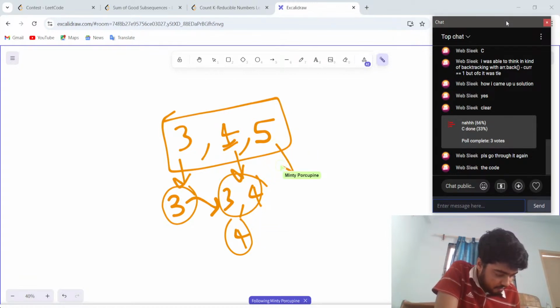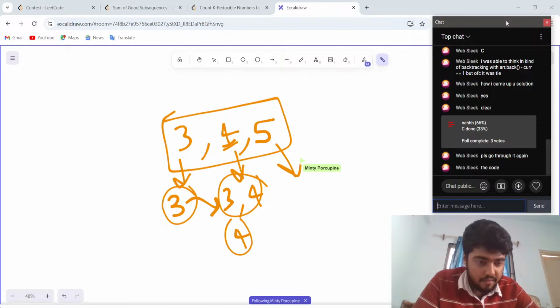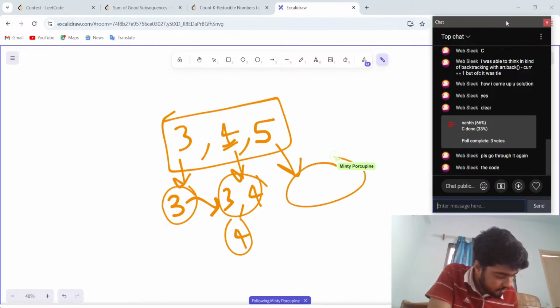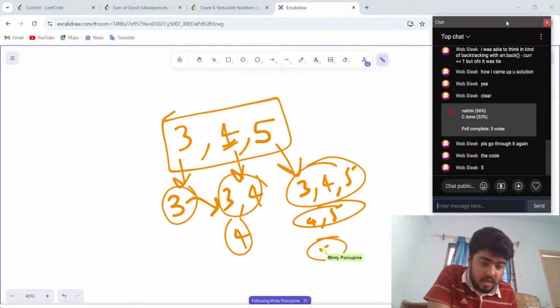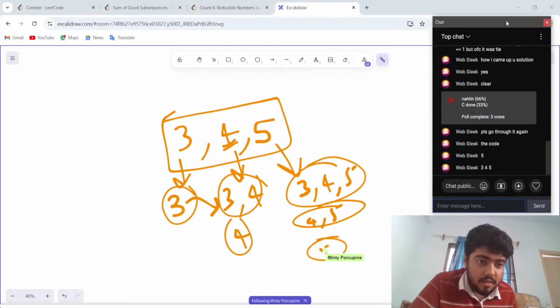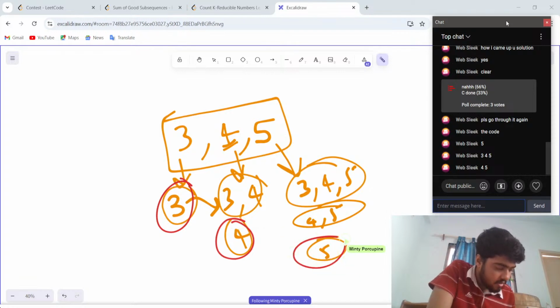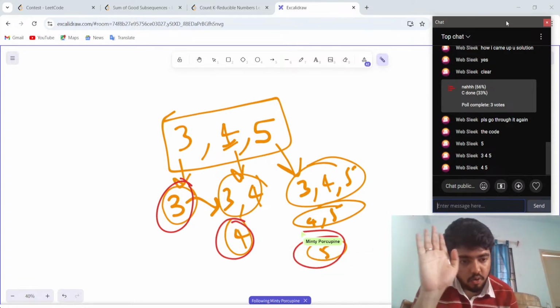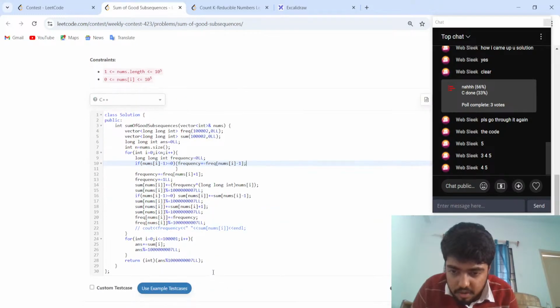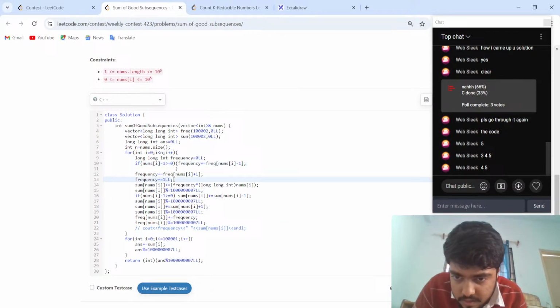And for this 5, whenever we come to this 5, we are going to have 3 comma 4 comma 5, 4 comma 5, and 5 itself. So you can see one thing, that this 3 is there, this 4 is there, this 5 is there. So one of it is always there. So what is that part of the code? This is that part of the code, okay? This part. So one of it is always there, okay?